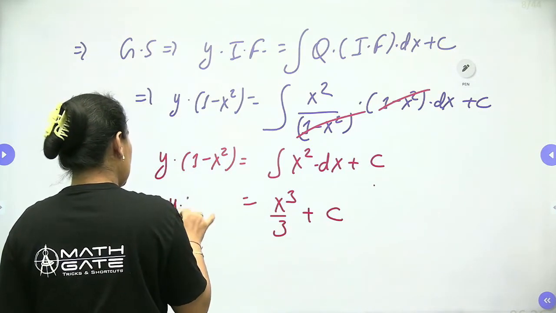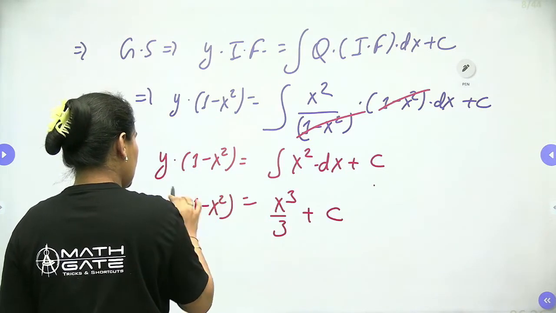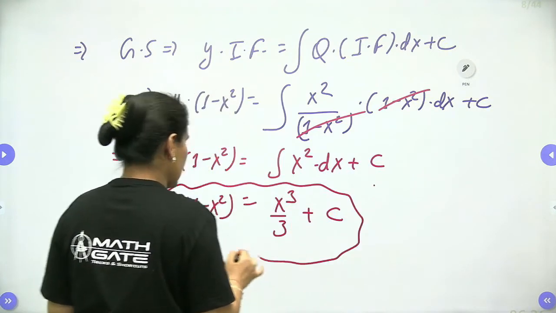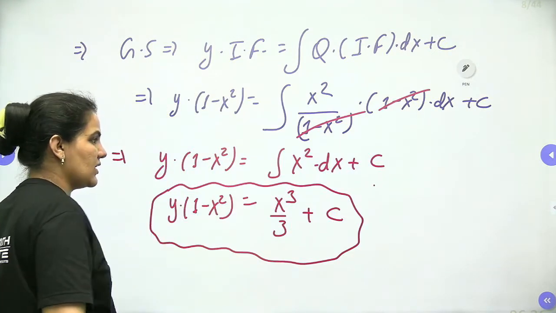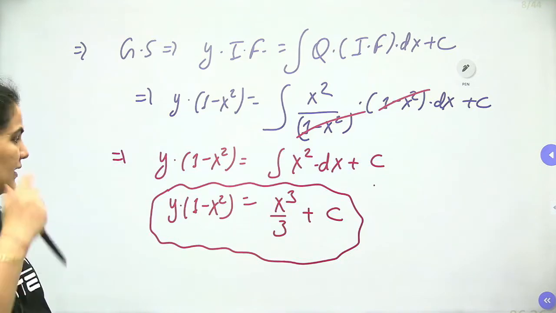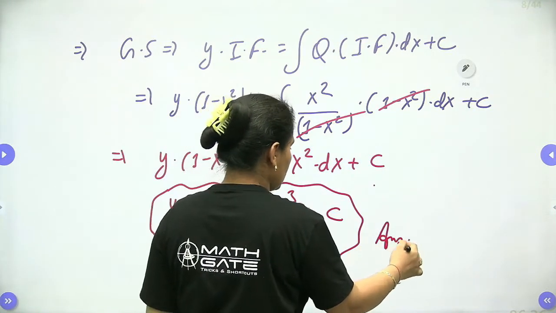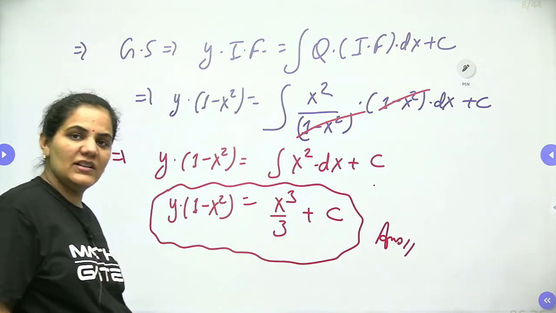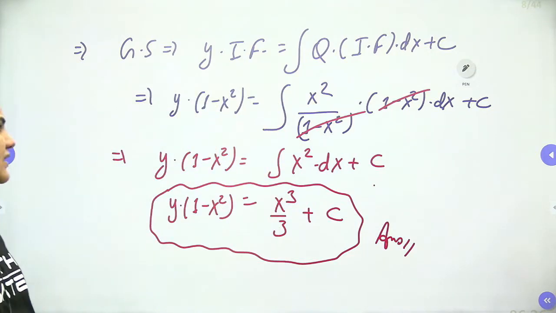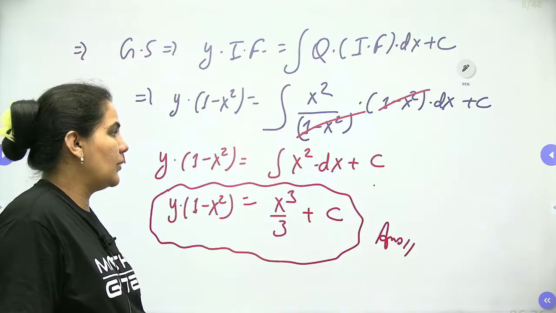Yes, exactly. It will be y into 1 minus x square is equal to x cube by 3 plus c, right? So this is the final answer. We can leave the answer here because we don't have options. So we can leave only the answer, dear students. So this is easily approachable, a simple question to approach. Done.